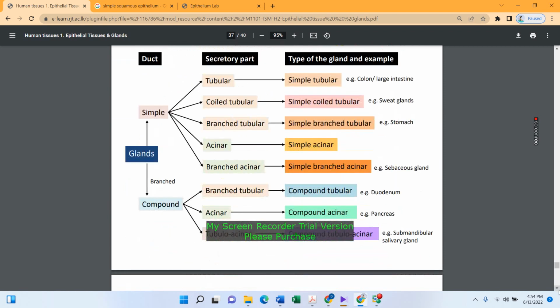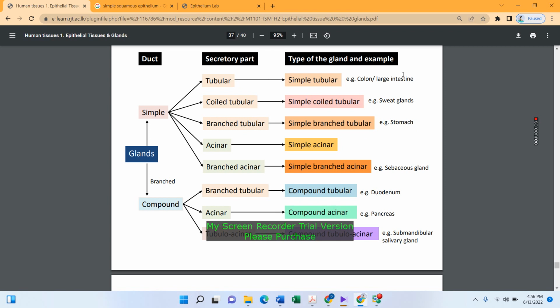So now let's go and see the several types of glands based on their morphology. The glands can be simple or compound according to the duct, that is, unbranched and branched. In simple ones we find tubular, coiled tubular, branched tubular, acinar, and branched acinar. So we can find simple tubular, simple coiled tubular, simple branched tubular, simple acinar, and simple branched acinar.